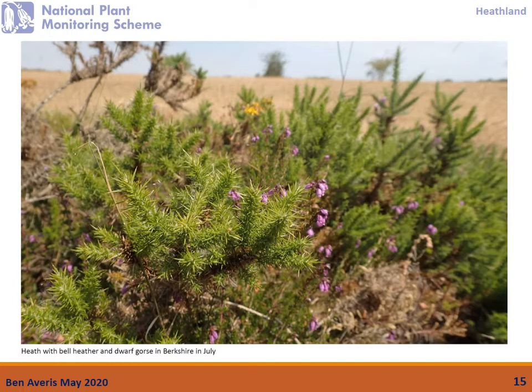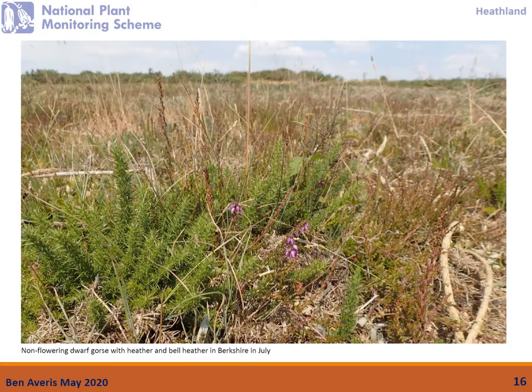And here's that dwarf gorse again, Ulex minor in Berkshire in the middle of summer with bell heather. There's a bit of the gorse in flower there. And here it is again without flowers, but you can see the small size of that dwarf gorse and the bell heather still there, and some ordinary heather. This is a rather grazed example of some dry heath, some lowland dry heath, so it's rather grassy. We'll talk more about grazing a bit later on.